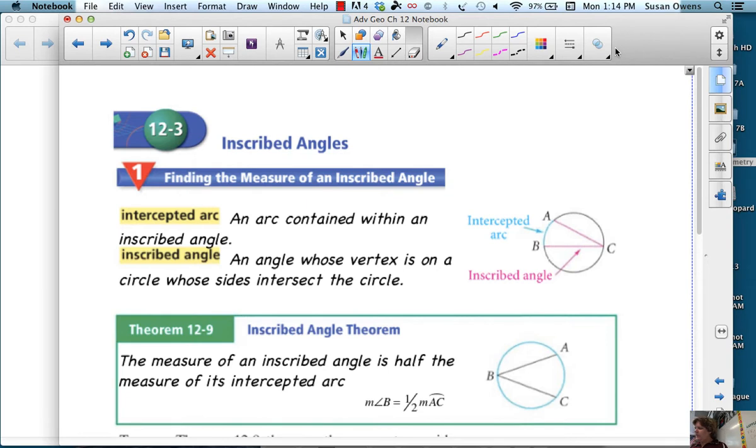So if you take a look at this picture here, first thing I have is an inscribed angle. An inscribed angle is an angle whose vertex is on the circle, so notice C is on the circle, and whose sides intersect the circle. So it intersects at B and A, so this is called an inscribed angle. Now, an inscribed angle always intercepts an arc, and that arc goes between the two places that the angle intersects the circle. So this is called an intercepted arc.